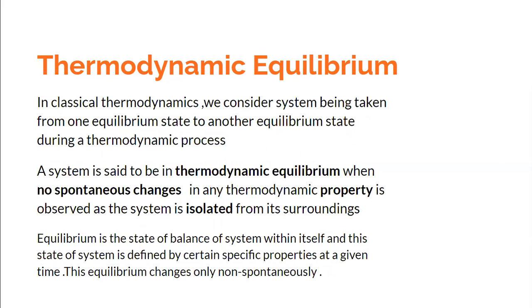Why is it that this thermodynamic equilibrium is to be studied? In classical thermodynamics, we know that we are bothered not about the microscopic changes, but the macroscopic changes of the system. So in classical thermodynamics, we consider a system being taken from one equilibrium state to another equilibrium state during a thermodynamic process. And hence it is important for us to define what is an equilibrium state, what is a thermodynamic equilibrium. So a system is said to be in thermodynamic equilibrium when there is no spontaneous change in any thermodynamic property, right? So it is a state of balance. In a way, it is a state of balance of a system within itself.